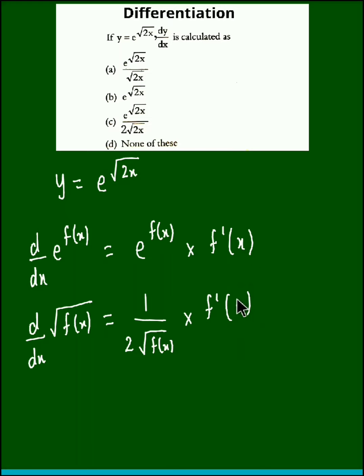Now we use both the chain rules and we obtain dy by dx. So let's see how we use both of them. So we have y is equal to e raised to root of 2x. So therefore, dy by dx, now using the chain rule for e raised to f(x). Now we know that derivative of e raised to f(x) is e raised to f(x) times derivative of f(x). So f(x) is root of 2x.